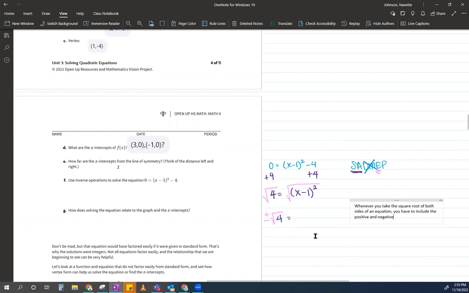So then we get x minus 1. And what's the last step? How do I get rid of this -1? And then someone says, oh, just add 1. Very good. So my final answer is 1 plus or minus the square root of 4, which is just 1 plus 2 and 1 minus 2. So there's my 2 answers. This is 3 and this is -1.